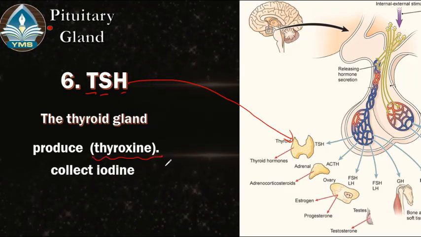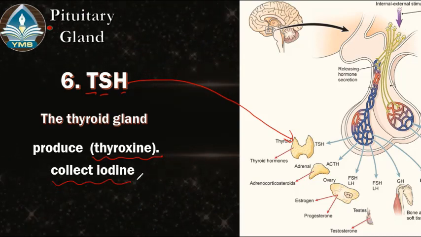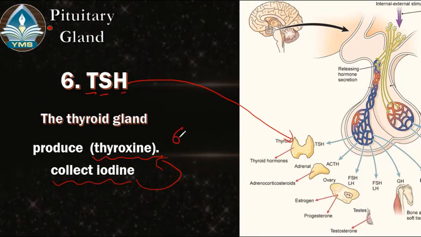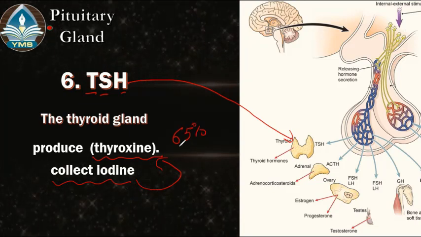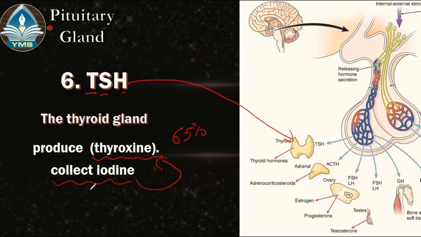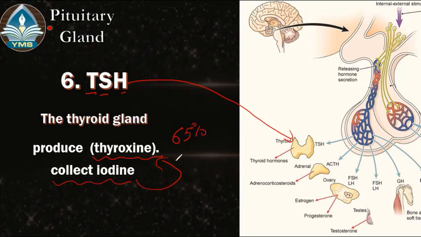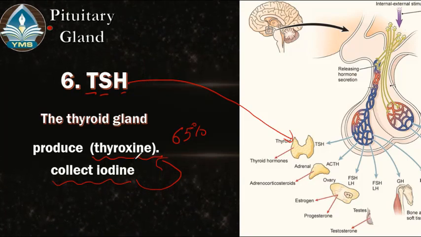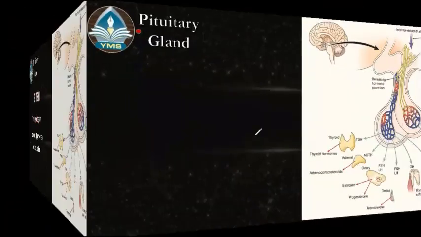Also it helps the thyroid gland to collect iodine. Why collect iodine? Because iodine is used to produce thyroxine, with a percentage of 65% of thyroxine being iodine. That is why it targets the thyroid gland to collect iodine, so it can use it to produce thyroxine. So let's go to the second hormone.